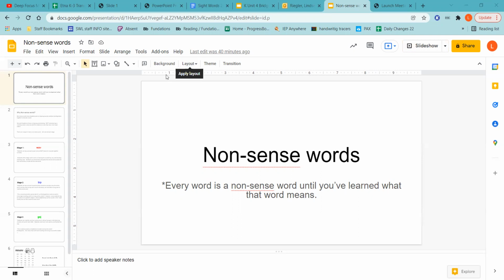Let's look at nonsense words. A nonsense word is a word that is not real. Every word is a nonsense word until you've learned what that word means. So for a kindergartner, it's not too uncommon to see a nonsense word since they're learning to read.